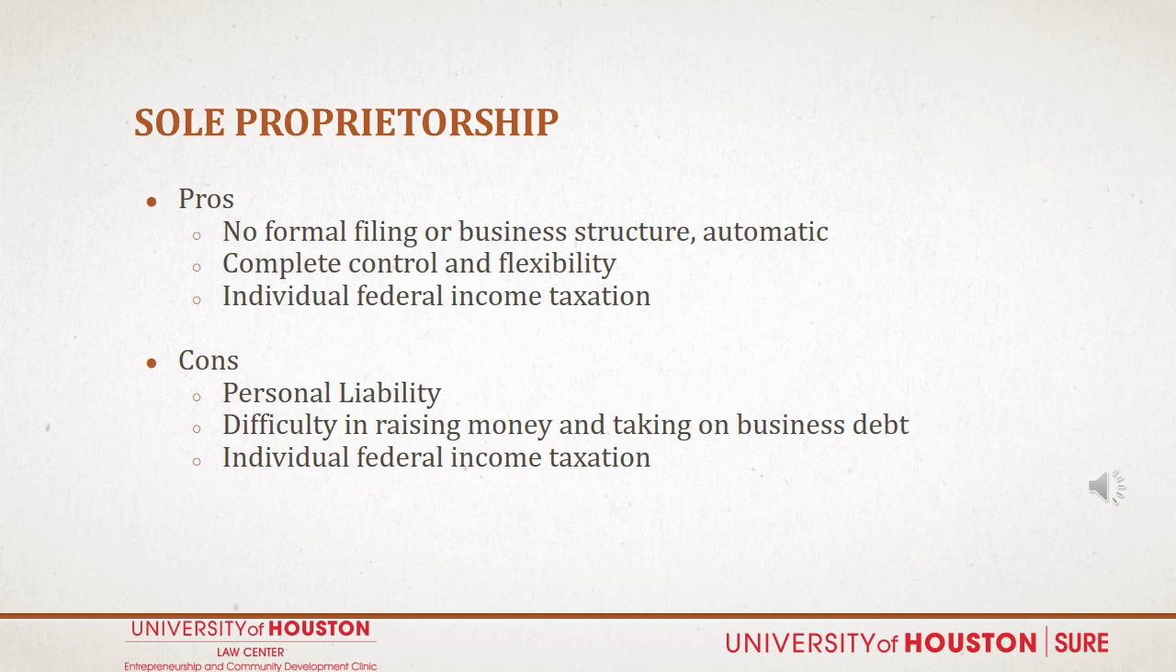You will see individual federal income taxation is both a pro and a con on the slides. And that's because for tax purposes, a sole proprietorship is a pass-through entity. Business income passes through to the business owner, who then reports it on their personal income tax return. So the pro is that it reduces the paperwork required for annual tax filing, but the passing through means you claim all the profits as well as all the losses, which is why it can also be a con.